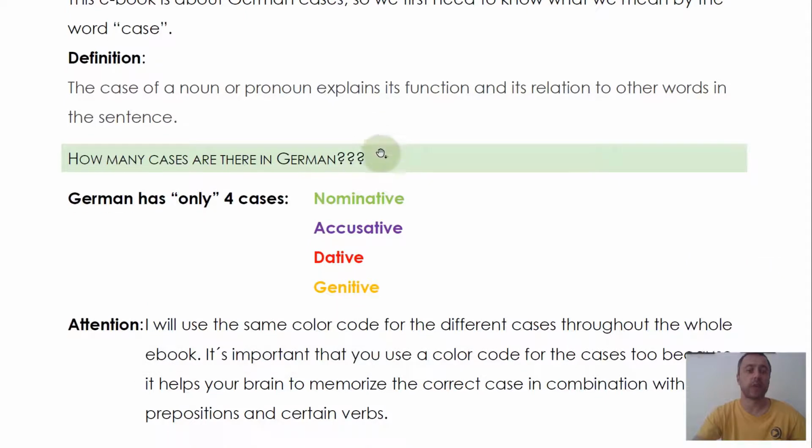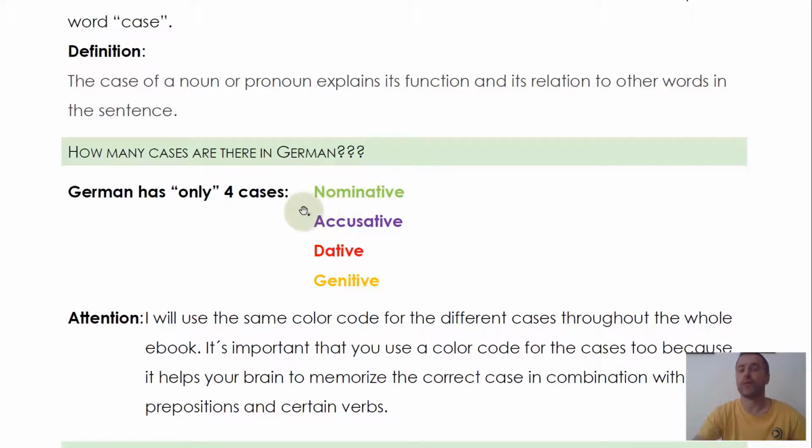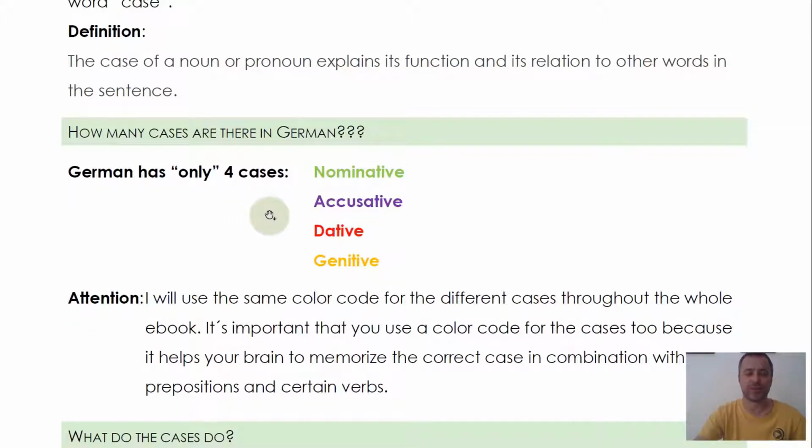And German knows only 4 cases: nominative, accusative, dative, and genitive. Why do I say only? Shortly, I will show you how many cases exist in other languages. Then you will see it's really only 4 cases. And this color code here is not just to make it look nice. No, I also recommend you always assign a certain color to each case.